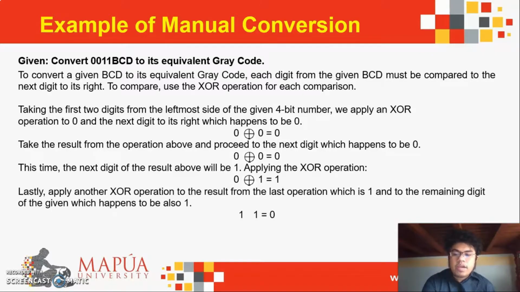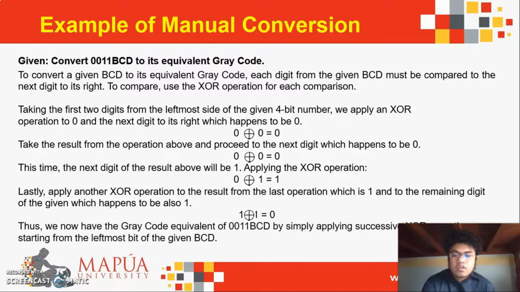Lastly, we apply another XOR operation to the result from the last operation, which is 1, and to the remaining digit of the given, which happens to be also 1. We have 1 XOR 1 is equal to 0. Finally, we now have the Gray code equivalent of the BCD by simply applying successive XOR operations to each digit, starting from the leftmost bit of the given BCD. We have 0011 BCD is equal to 0010 Gray code.